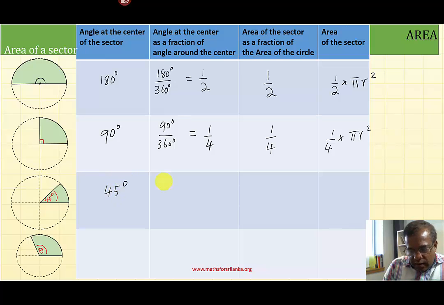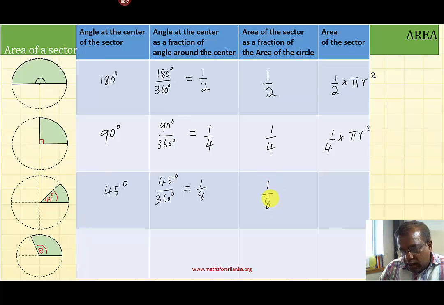Therefore the angle at the center as a fraction of the angle around the center is 45 over 360, which is 1/8. Clearly the area of this sector is 1/8 of the area of the corresponding circle. Now if you see, this is 45 for 90 degrees, for a quarter you can put two sectors like this. So there are two sectors for each quarter, so that will be 8 of them. So therefore the area of the sector as a fraction of the area of the whole circle is 1/8.